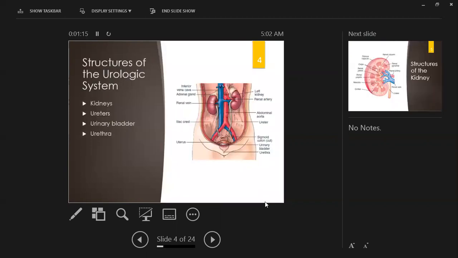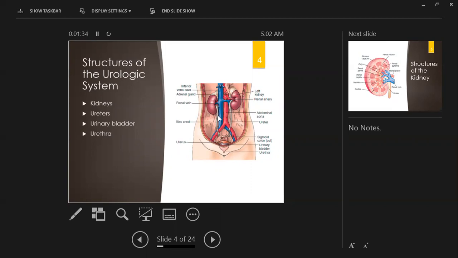Structures of the urologic system. We have the kidneys, which are these bean-shaped organs that sit in the retroperitoneal aspect of the cavity. On top of each kidney, we have that adrenal gland that produces norepi, cortisol, and aldosterone.